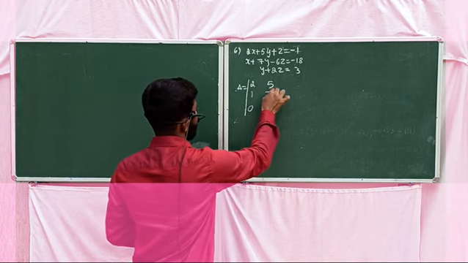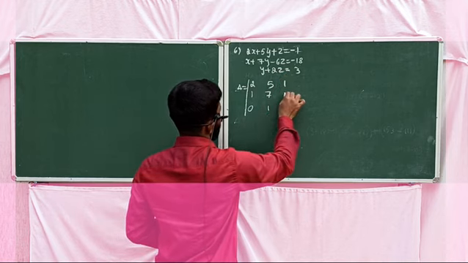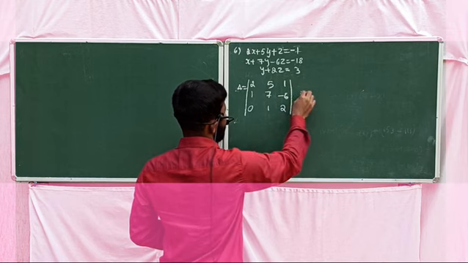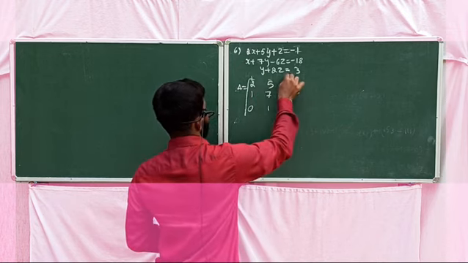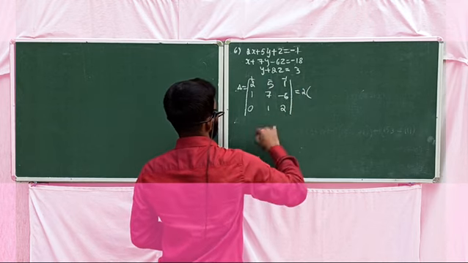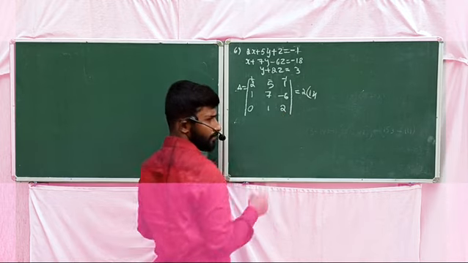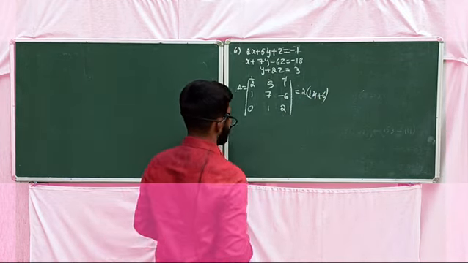Coefficients of y, 5, 7, 1 and coefficients of z is equal to 1 and minus 6 and plus 2 is given. Calculate the determinant value. It's equal to plus 2 into 14 minus 6 into 1 minus 6. Already 1 minus in formula, so here you will get plus 6.